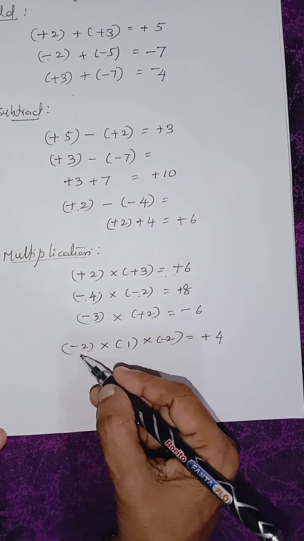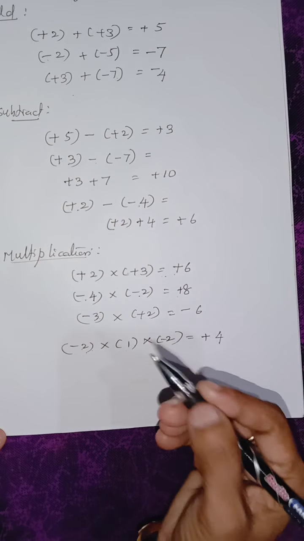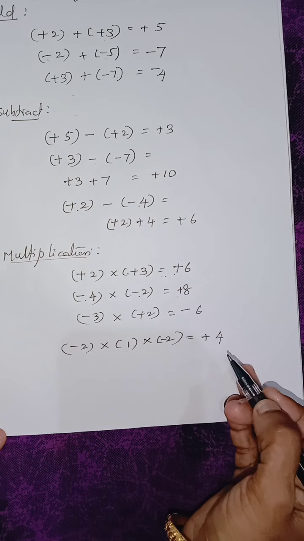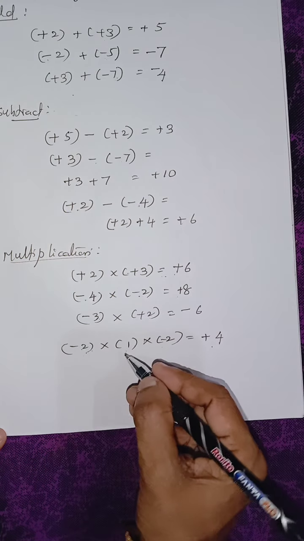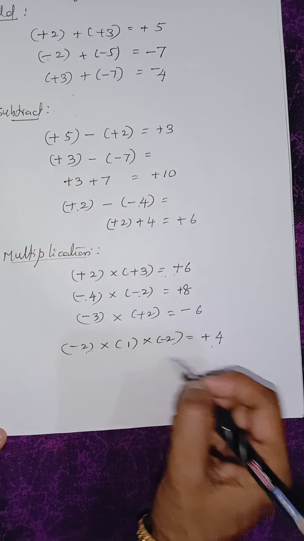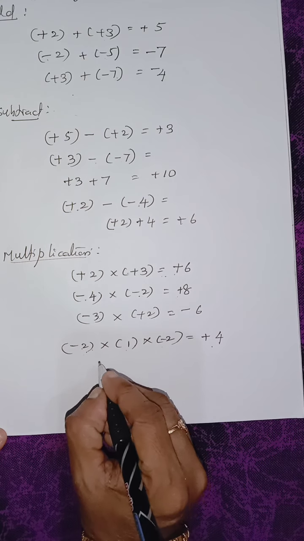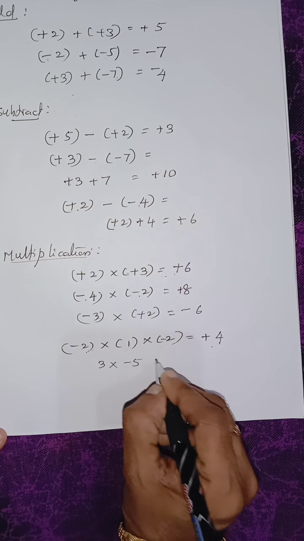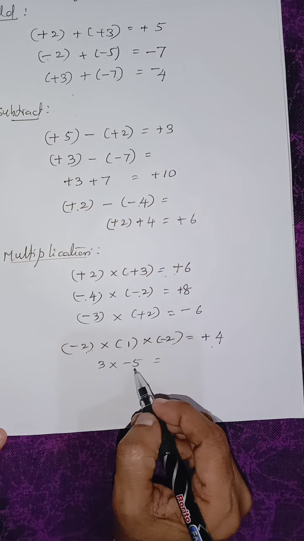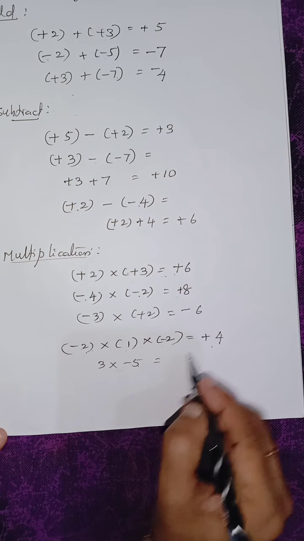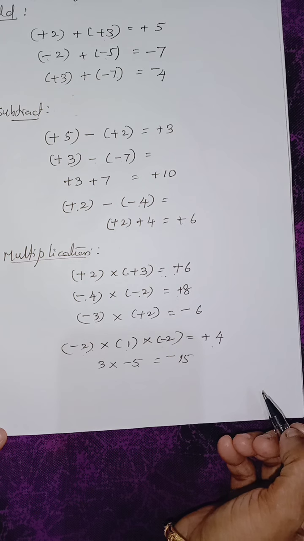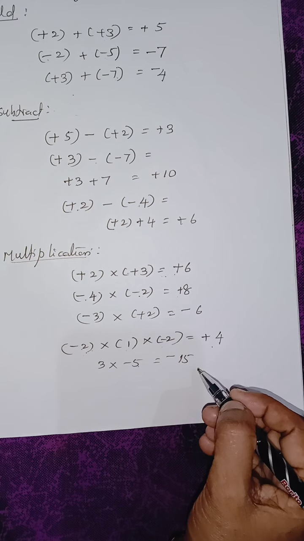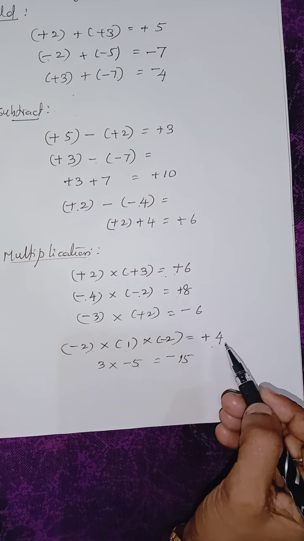Okay. So if the negative sign repeats 2 times, 4 times, 6 times, that is even number of negatives, it is positive. And odd number of times negative comes means it is negative. For example, 3 into negative 5. Here the negative sign is only once. So just you multiply, 5 3s are 15, and apply the negative sign. So it is negative 15. So one time negative is negative, 2 times negative is positive.